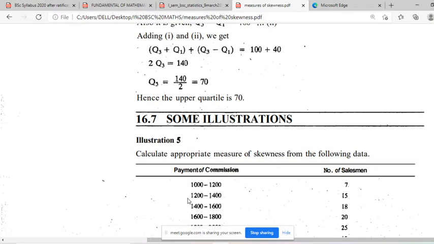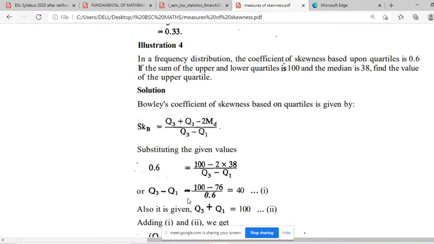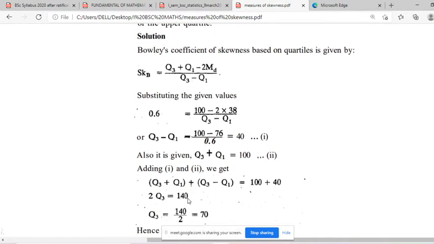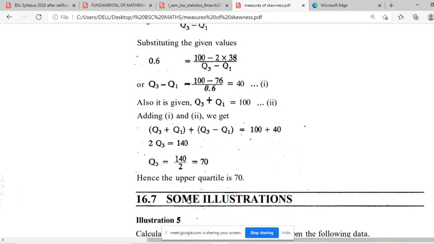So you obtain the third quartile. Given the Bowley's coefficient and the total of first quartile and third quartile and median, using that information we can obtain the third quartile. Okay. So what will be the first quartile? It will be 30, because the total of first quartile and third quartile is 100. Third quartile is computed as 70. So naturally first quartile will be 30. Okay.